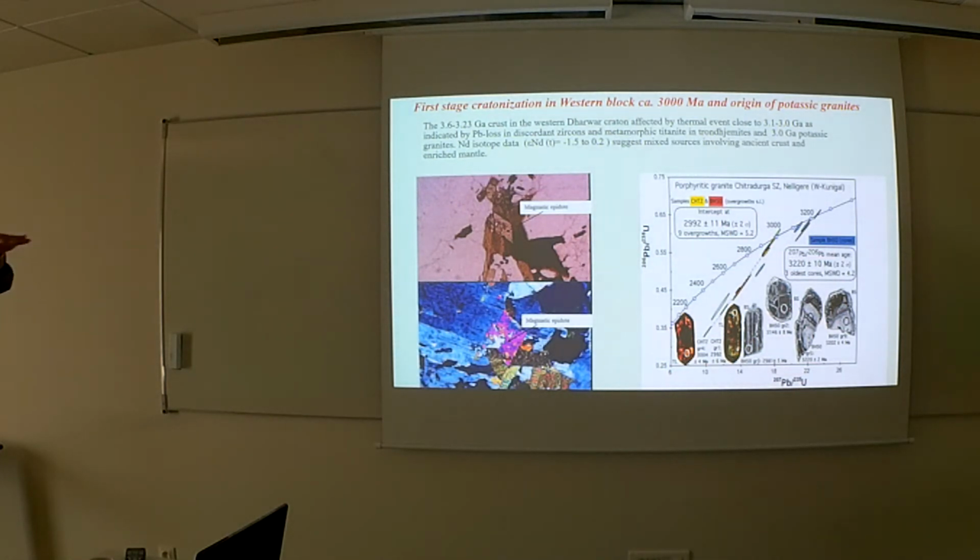Well, the Archean crust that formed between 3600 and 3200 million years ago has been affected by a thermal event, and that led to melting and generation of potassic magmas, and all the heat-producing elements moved up. That led to the first stabilization event, the first cratonization of the western Dharwar craton. So this is the history of the oldest part of the western Dharwar, that is, the oldest gneiss and the associated older greenstone belts.